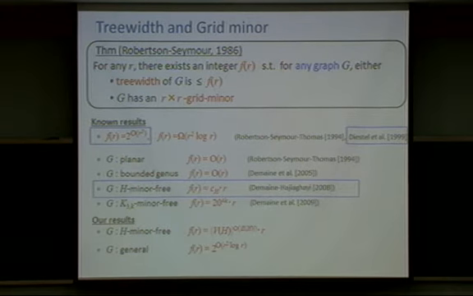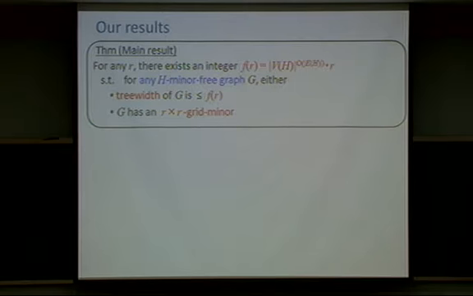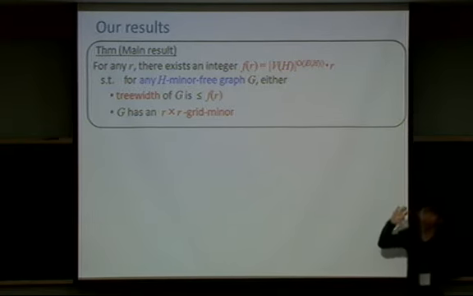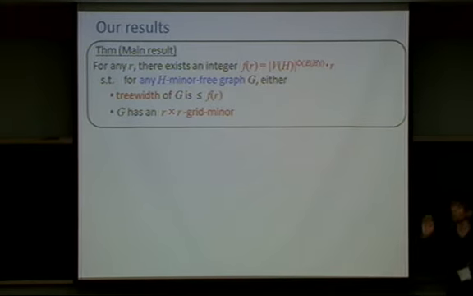Okay, so now let me give a formal description of our theorems. So the main theorem is that for any integer r, there exists an integer f of r, which is a single exponential function of the number of edges of H times r, such that for any H minor free graph G, either the Treewidth of G is bounded by f of r, or G has an r times r grid minor. Okay, this is our main result.